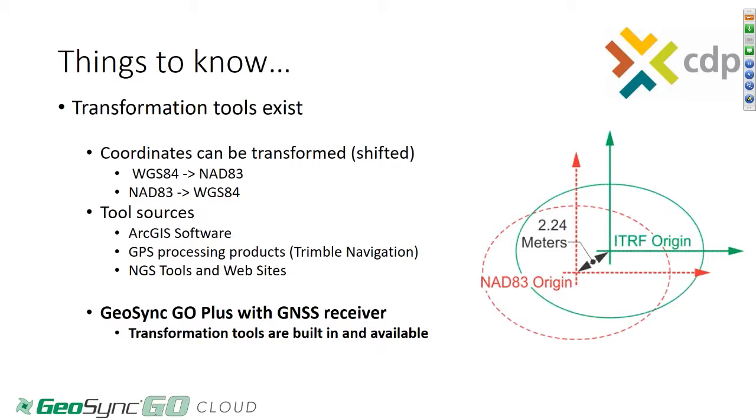Some of the tool sources that you can use: if you're using ArcGIS software, it has tools built in to allow you to do that transformation between the two datums. Most of the manufacturers of GNSS receivers or GPS receivers also provide software that would do this transformation. And National Geodetic Survey, NGS, has tools. There are websites out there that will also provide those tools. So you can shift data between these two datums.